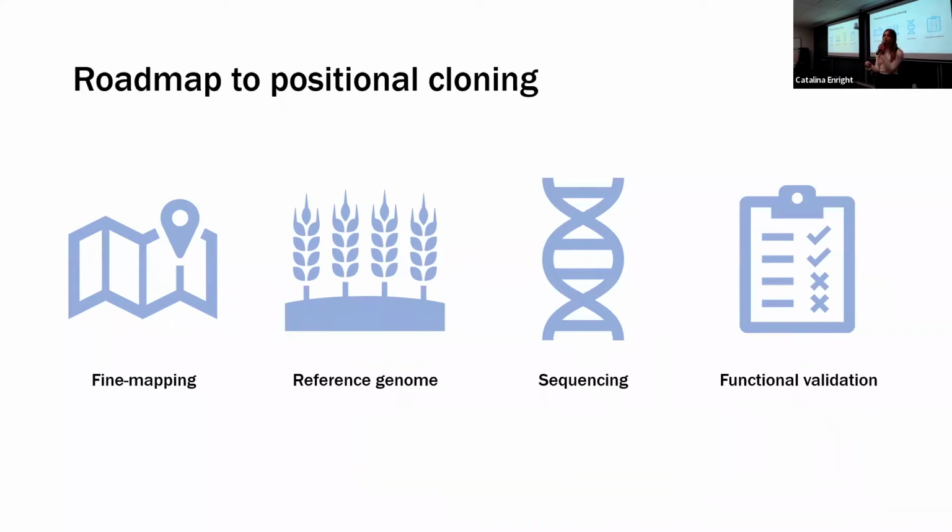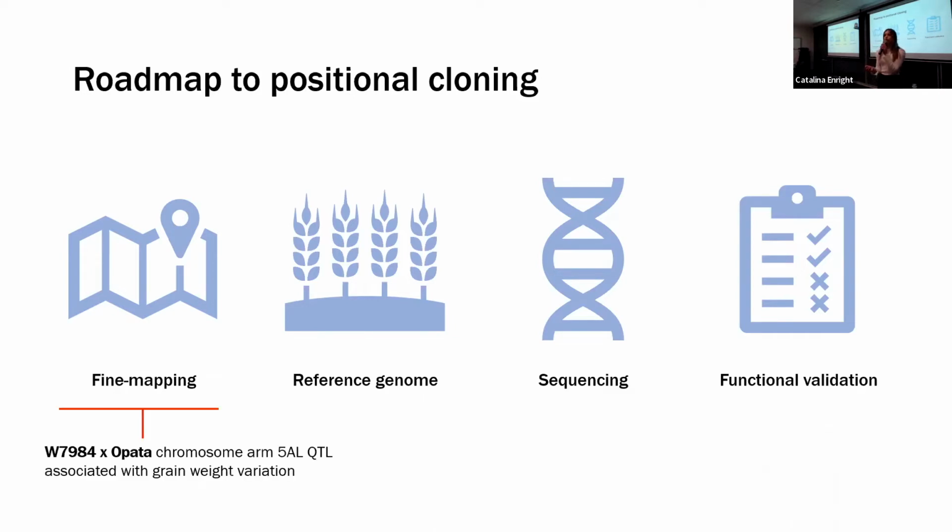And with the release of a fully annotated reference genome and the advancement of gene editing techniques, this has opened the door to positional cloning opportunities in wheat as well. So in the Sorrells lab, we've worked with this biparental population, W7984 by Opata, for over a decade.